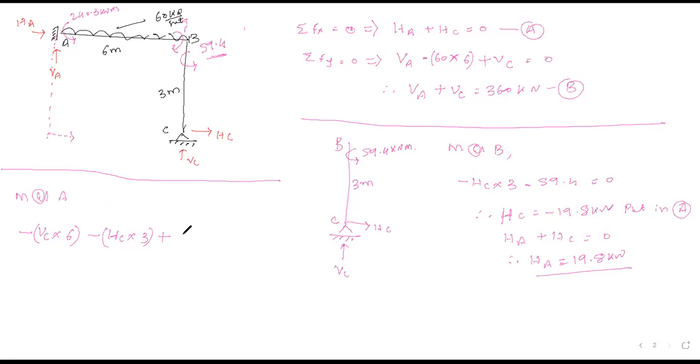Moment due to the UDL will be plus 60 into 6 into 3, yes or no? 60 into 6 is the point load, multiplied by 3, the central distance, and minus MB, any value, minus 240.3, that is equal to 0. Okay, give me the answer.